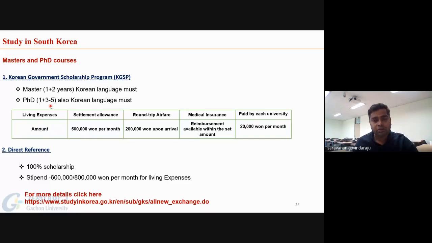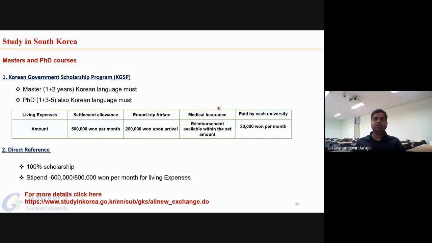If the professor doesn't have funds, he can give you your degree after 3 or 4 years. So these are the benefits you can get from the Korean government fellowship. They give airfare: once you get your appointment from the Korean government, they provide an air ticket from India to Korea. Once you finish your master's degree or PhD, they provide a flight ticket from Korea to India. So they are giving a round trip fare.